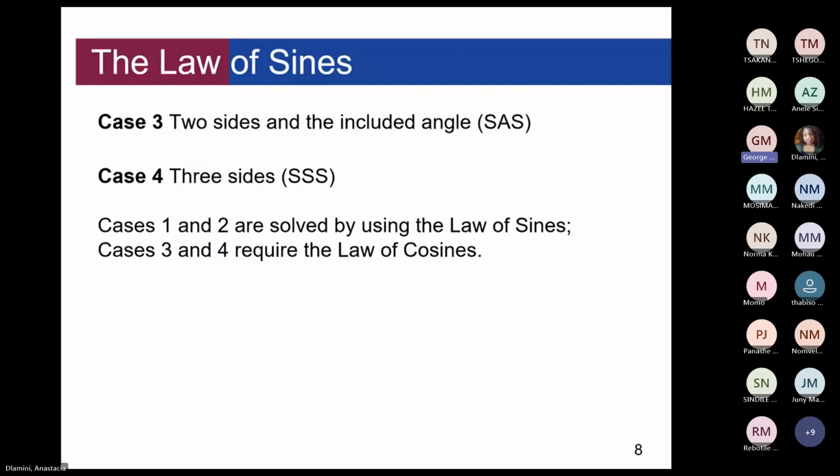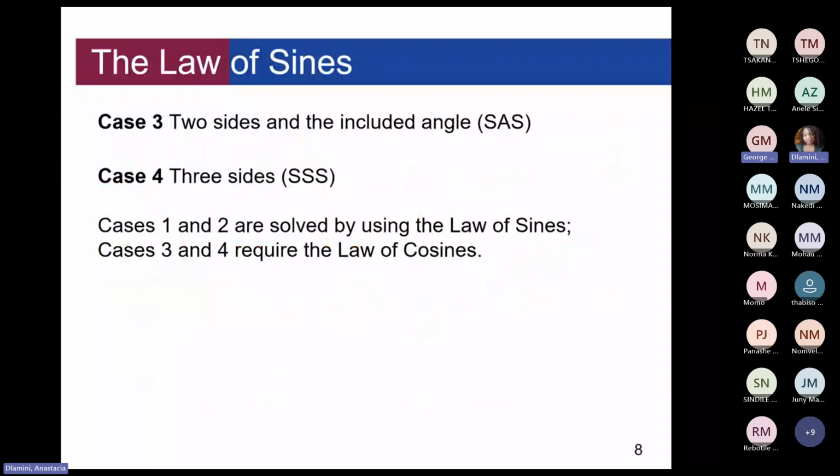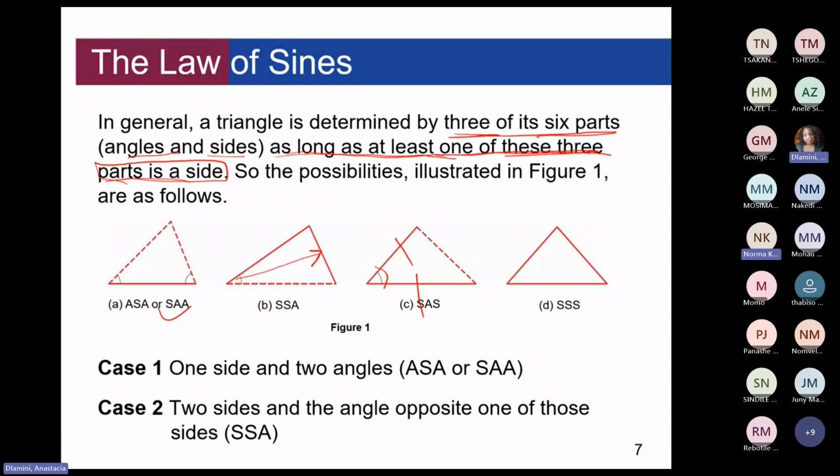Guys? Yes, ma'am. When you have an included angle, and when you have been given two sides and one angle, I don't know if I'm mistaken. So let's go one back: one side and two angles. They say case 1 and case 2 are solved by using the law of sines. Let's go to case 1: one side and two angles.